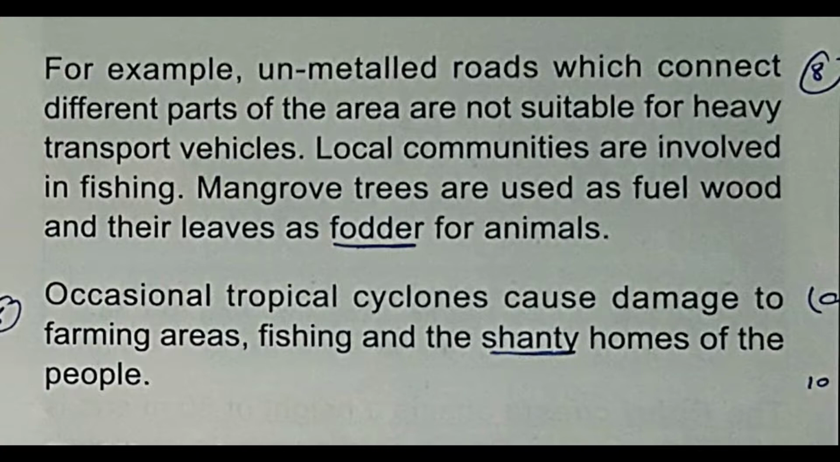So, students, the frequent tropical cyclones damage shanty homes, agriculture, and fishing as well. And these features of the Indus Delta have resulted in a low density population.